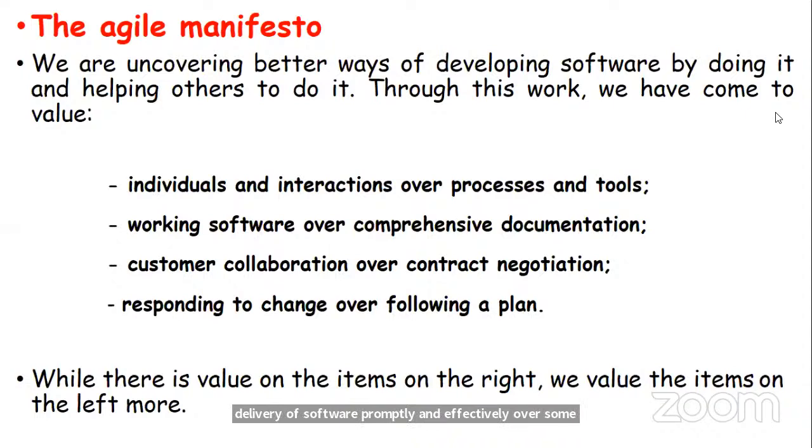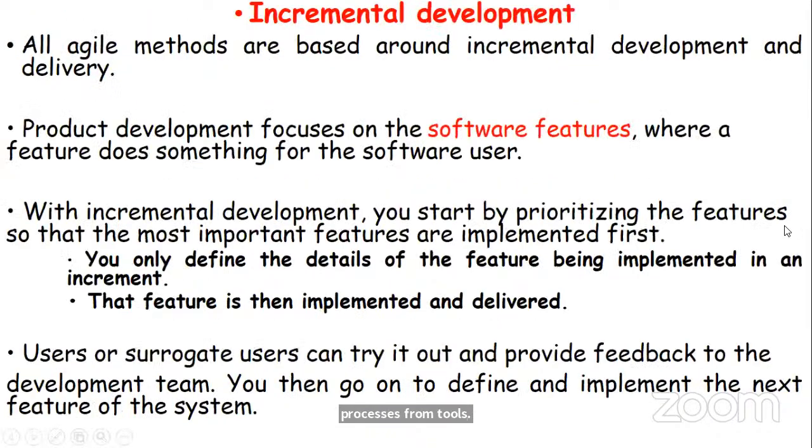Now, while there is value in the items on the right, we value the items on the left more. We negotiate contracts, good, but it is not the real thing. We follow a plan while responding to changes. We do documentation, but we still prefer that our software works first. Then we value individuals and interaction over processes and tools. So that's why I say left and right.